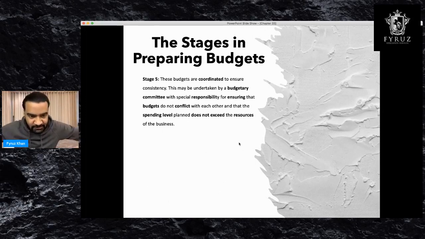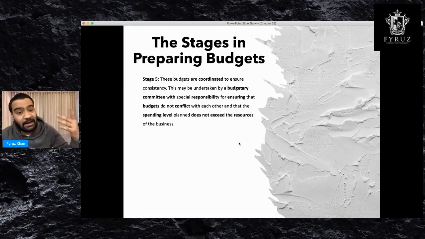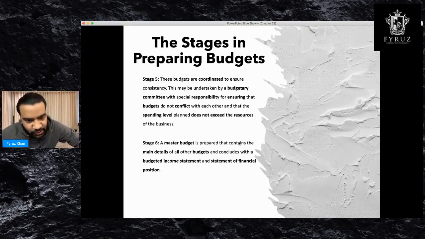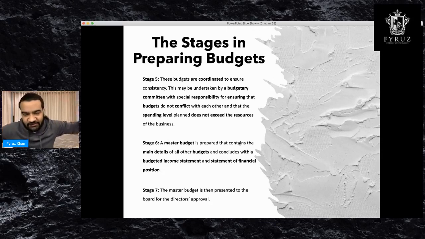You have a budgetary committee, talk to everyone and see whether they approve it or not, whether they have any, let's say, any comments, advice or suggestions. Go across all departments, because budgets are allocated for each department, and talk to them. So coordinate your budget. Stage 6, you prepare a master budget and statement of financial position. And then step 7 is finalize the master budget, present that master budget for the director's approval. So there are 7 steps in creating a budget.